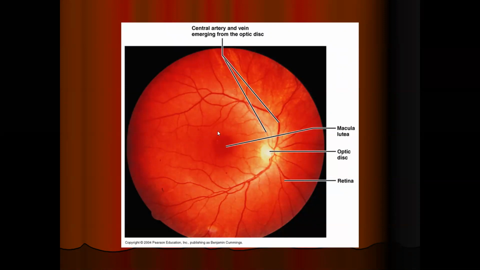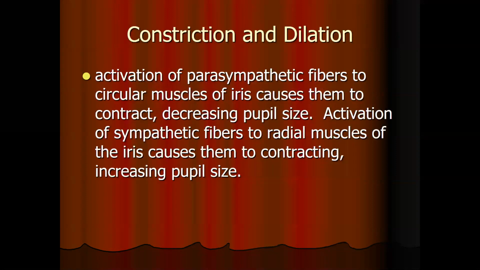Here is the macula lutea, and right in the very center would be the fovea centralis. So the optometrist or ophthalmologist, whoever is looking at your eye, is always going to be checking to see if there are any irregularities, tears, or weird stuff going on in the back of your eyeball. Okay, all right. So let's talk about constriction and dilation.